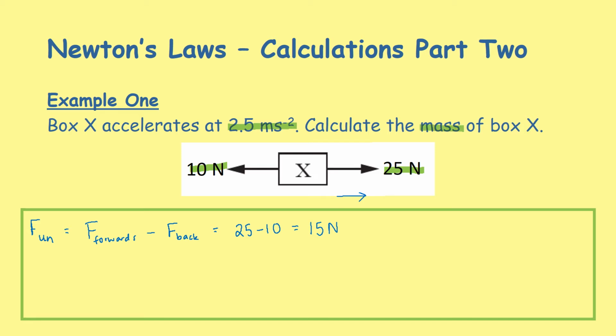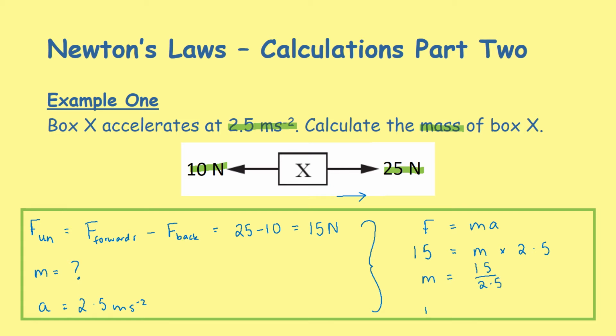Having a look at the question, we can see we have an acceleration and we want to calculate the mass. So our mass has a question mark next to it and our acceleration is 2.5 meters per second squared. Now we can use our equation just like before, F equals ma, and pop our numbers in. So we use 15 for our unbalanced force, which is equal to our mass times by 2.5. Rearranging this, our mass is equal to 15 divided by 2.5, and so as our final answer, we do 15 divided by 2.5, which is equal to 6 kilograms.